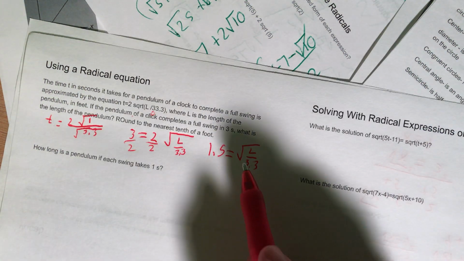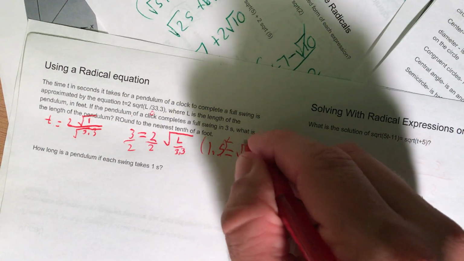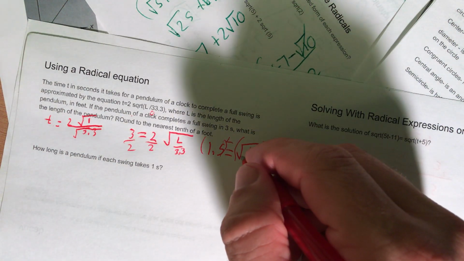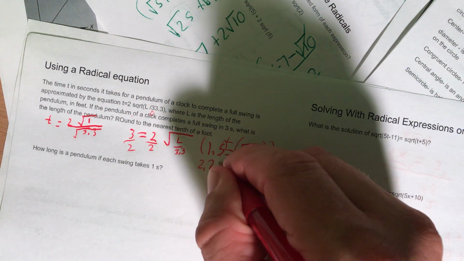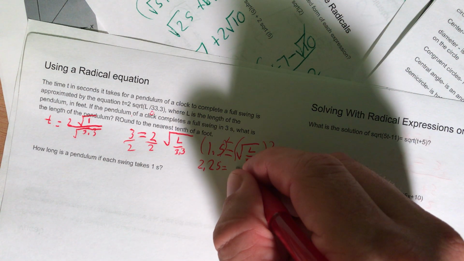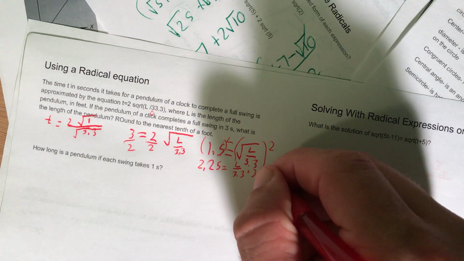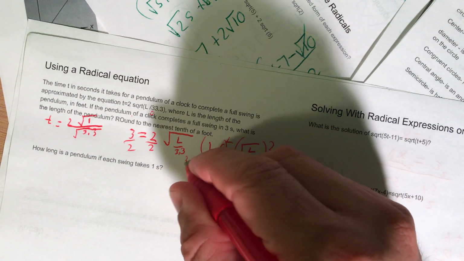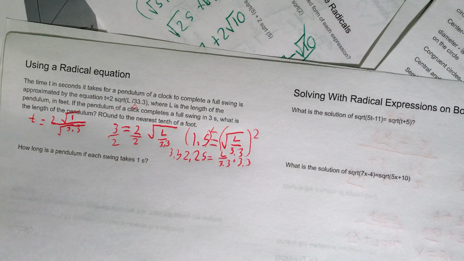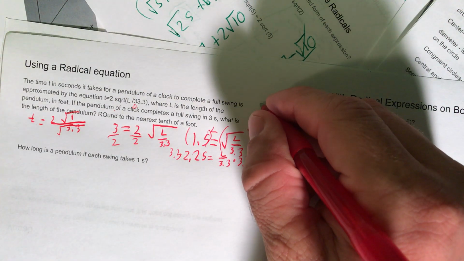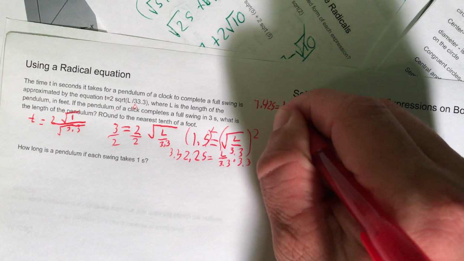Now you're probably going to end up squaring both sides. That's going to get you about 2.25 equals L over 3.3. You would then have to multiply both sides by 3.3 to get rid of that on that side. You should end up getting something along the lines of 7.425 is what L equals.